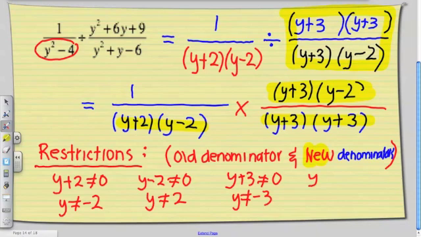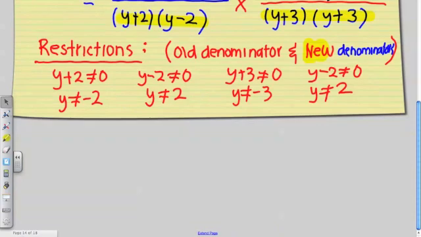It's the same thing. y plus 3, y plus 3, y plus 3, those are all the same. y minus 2 cannot be equal to 0, so y cannot be equal to positive 2. Sometimes you have duplicate restrictions. You just have to recognize that. I'll give you a second to copy that down.